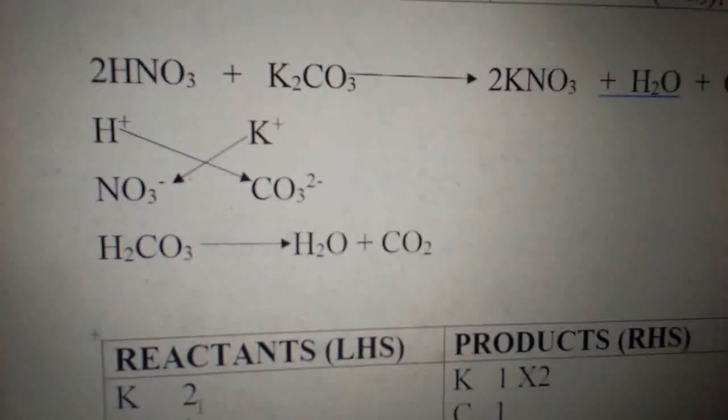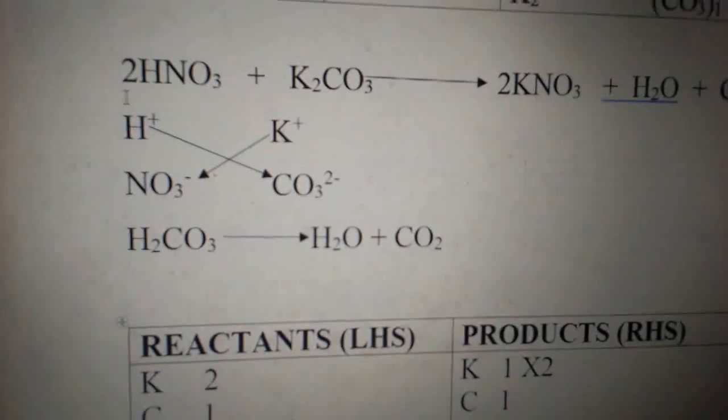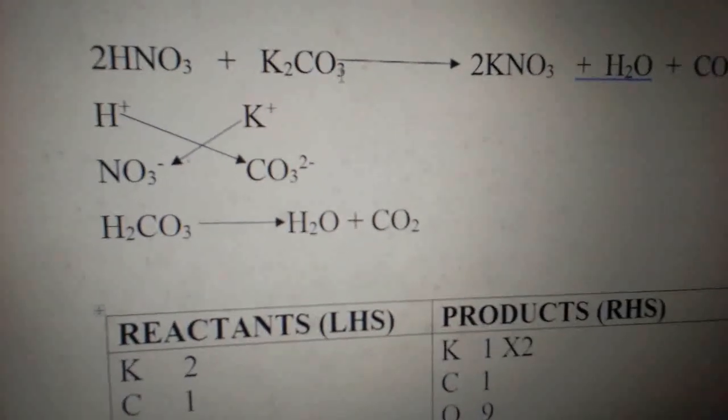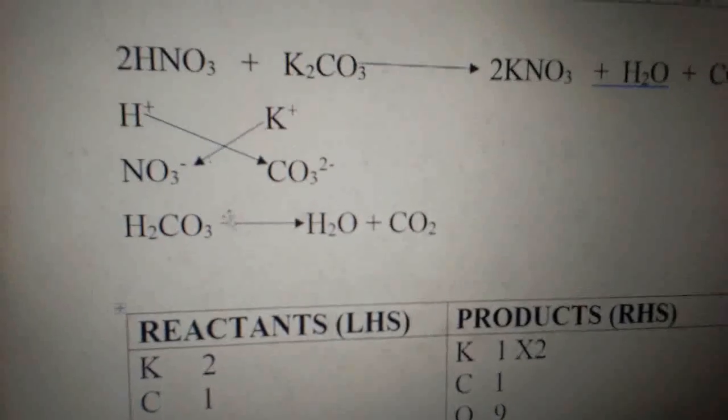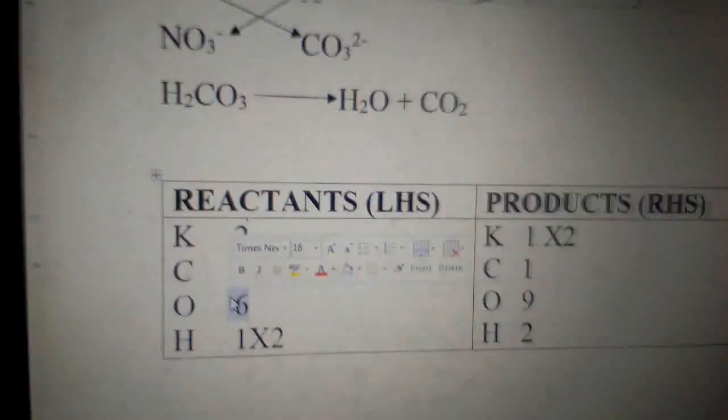Apart from hydrogen, then oxygen is also affected. Oxygen is now 2 times 3 in HNO3. 2 times 3 is 6. Then on K2CO3, there is 3 oxygen there. So 6 plus 3 gives us 9. We go to the equation and change oxygen to 9.